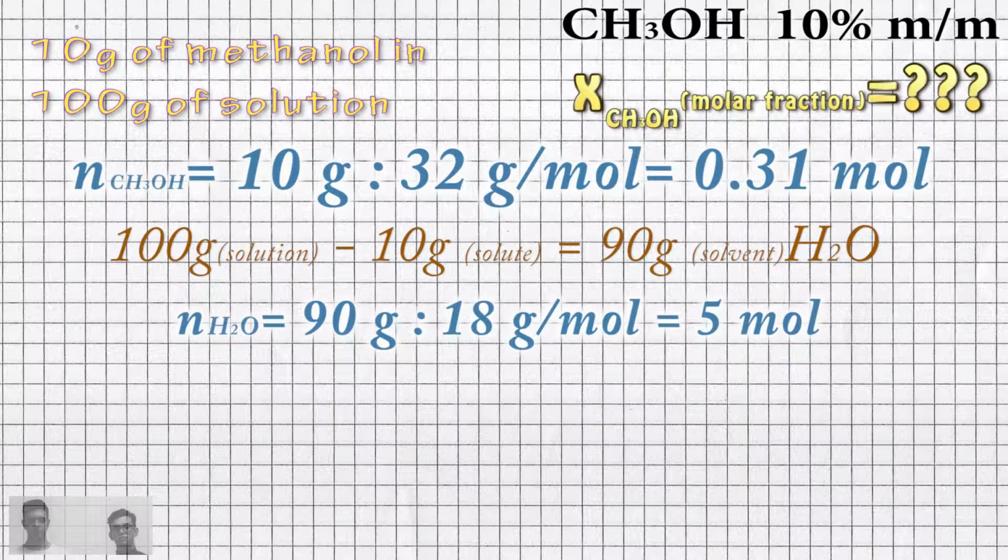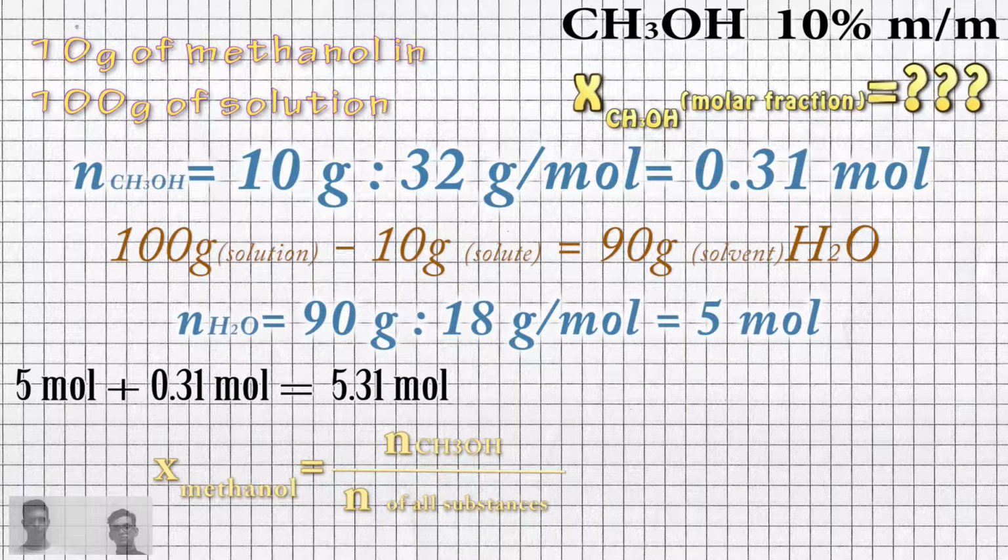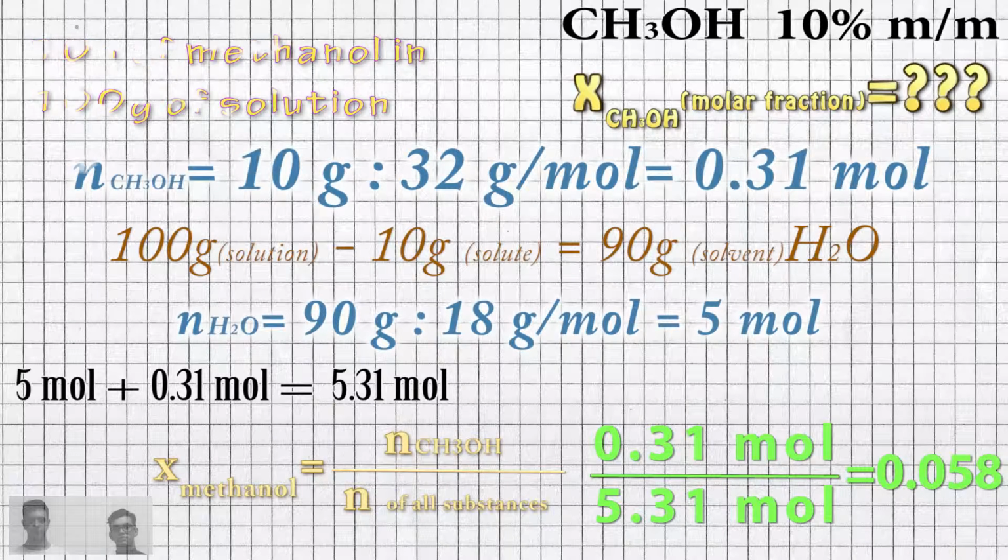At the end, to calculate the molar fraction of the methanol, we divide its number of moles by the total one. And so 0.31 moles divided by 5.31 moles is equal to 0.0583, which is a pure number that indicates the molar fraction of methanol.